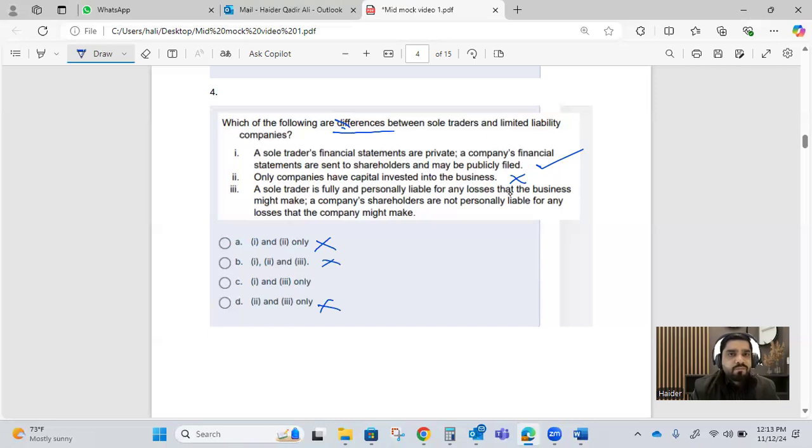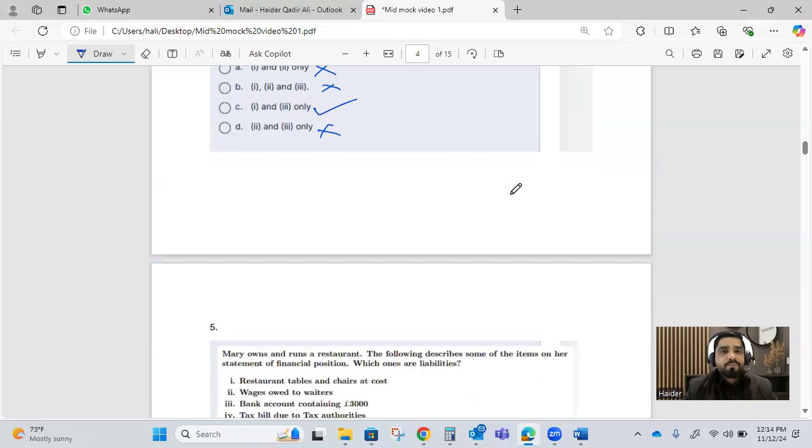So let's confirm it from the given option. A sole trader is fully and personally liable for any losses the business might make. That is basically unlimited liability. Meaning the company shareholders are not personally liable for any losses. That is limited liability. Obviously, this is the correct option, and it means we found out option 1 and 3 are 100% correct. So the option is C. I told you already, this is the elimination method. We can use the elimination method instead of conceptually focusing on every single question. This will save your time in the exam paper.